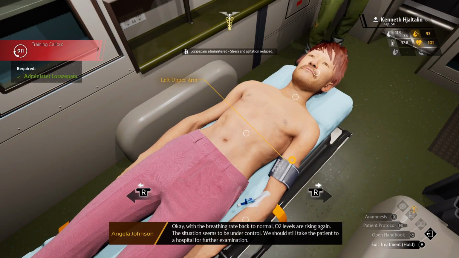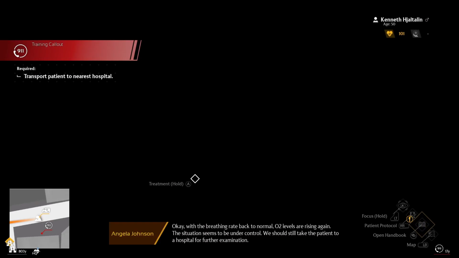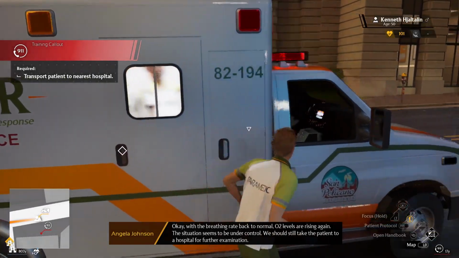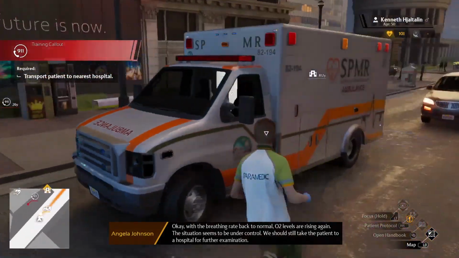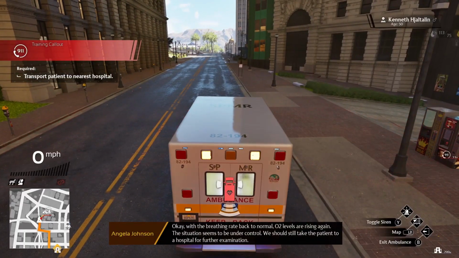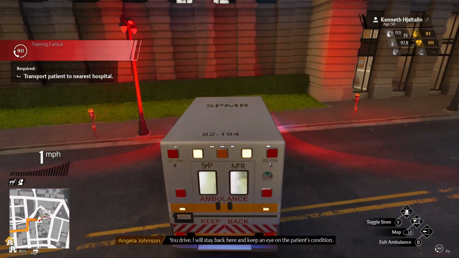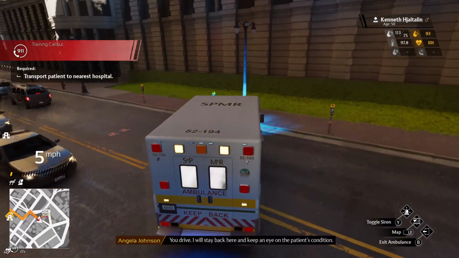Okay, with the breathing rate back to normal, O2 levels are rising again. The situation seems to be under control. We should still take the patient to a hospital for further examination. You drive. I will stay back here and keep an eye on the patient's condition.